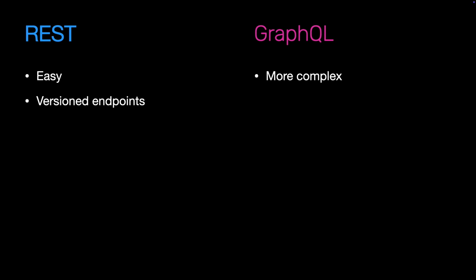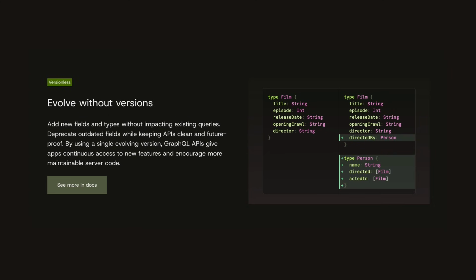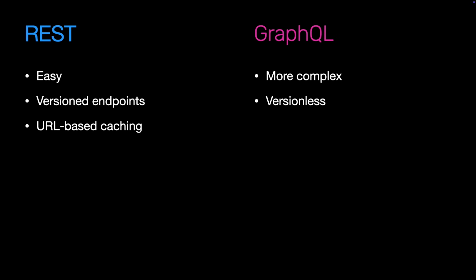Another big difference is versioning. With REST, when the API changes, you often need new versioned endpoints like v1/users or v2/users to avoid breaking existing clients. GraphQL is completely versionless. It enables you to evolve your API without versions by adding new fields and types, deprecating old ones with a single API version. Caching also works differently.